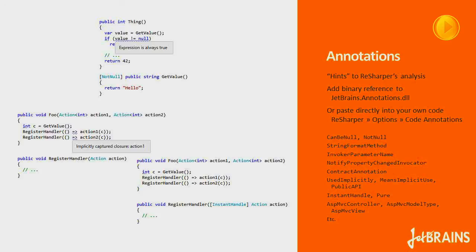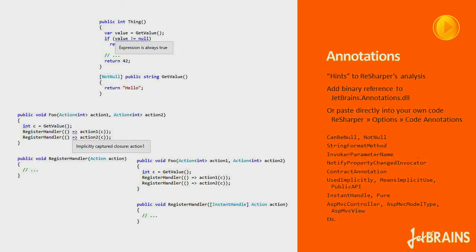The use implicitly, the means implicit use, and the public APIs are ways of disabling ReSharper's "this method isn't used" warnings. So when ReSharper turns on the solution-wide analysis and it sees a public method that nobody is calling, it'll say this method's never used and grey it out, allowing you to delete it. You can mark it with, say, public API, and you say somebody is using this externally, and allow you to use it. There's also support for ASP MVC, so it can provide auto-completion for controllers and views and model types and so on. But it's a very powerful feature.